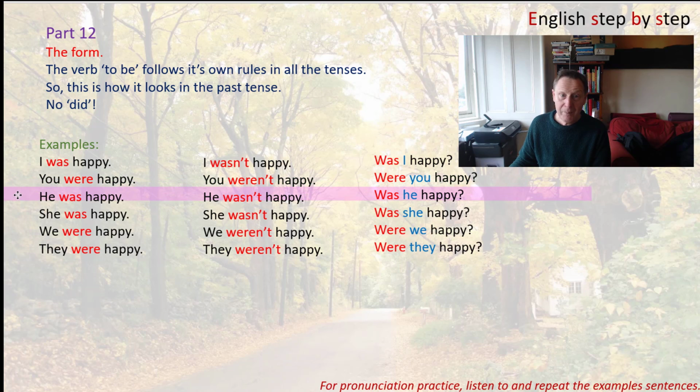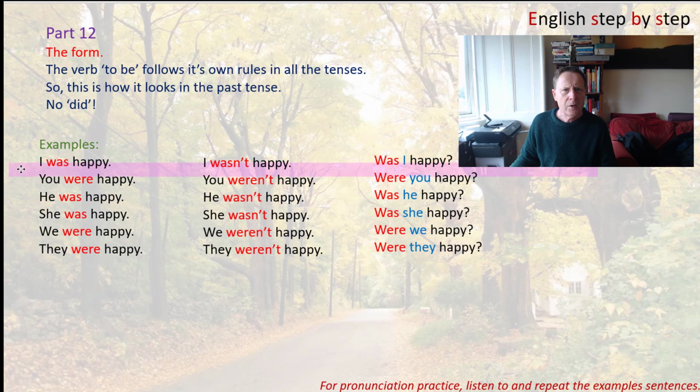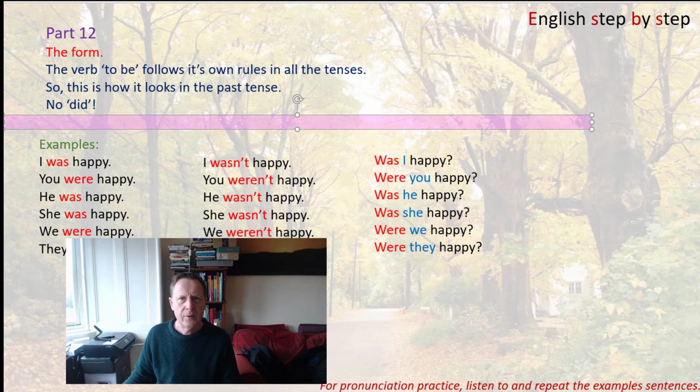Were you happy? He was happy. He wasn't happy. Was he happy? She, and then we is also we were, and they is they were. So remember, I was, I wasn't, you were, you weren't, he was, he wasn't. So in this case, there are more changes with the different subjects or the different pronouns or the different nouns as subjects for each of the situations. I was, you were, he was. So this is a little bit more complicated than the normal regular verbs.